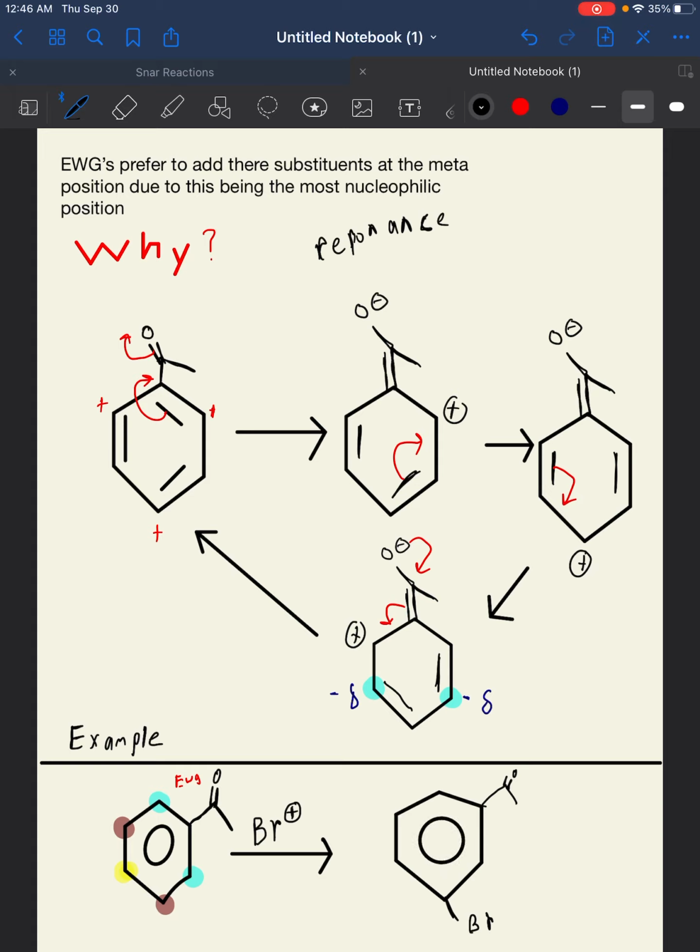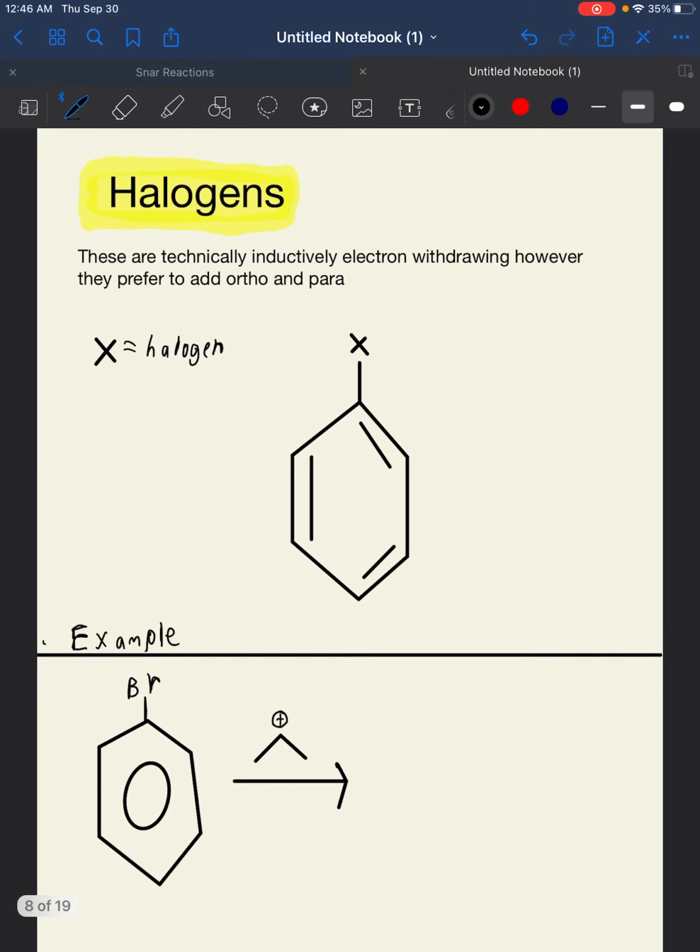See, not too difficult. Just some easy rules to follow. Moving on. Now, halogens. These are technically electron withdrawing groups. So you'd probably be like, Ross, aren't these going to add the substituents on at the meta position? Well, you'd be wrong because halogens just do their own thing. They can either add on at ortho or para. However, they prefer para, much like the other electron donating groups.